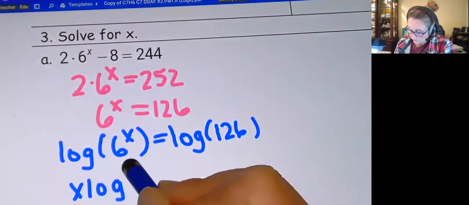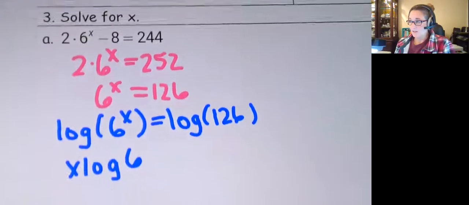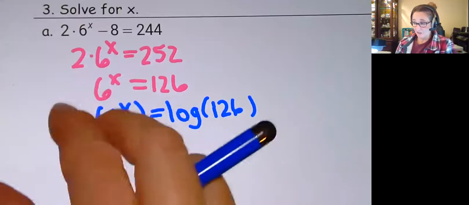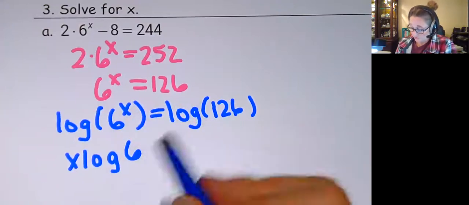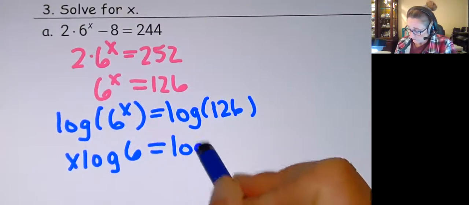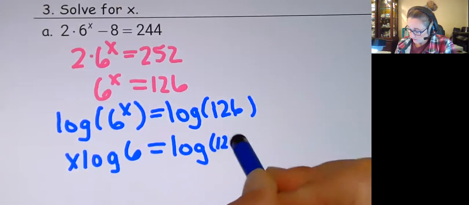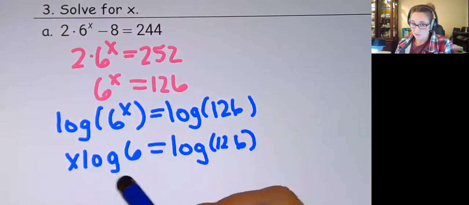So that power is going to move in front, and so I'm going to get x out of the exponent. I need to get x out of the exponent in order to solve, okay? Because I want to try to get x by itself. So it definitely has to come out of the exponent. Then I am going to divide both sides by log of 6.